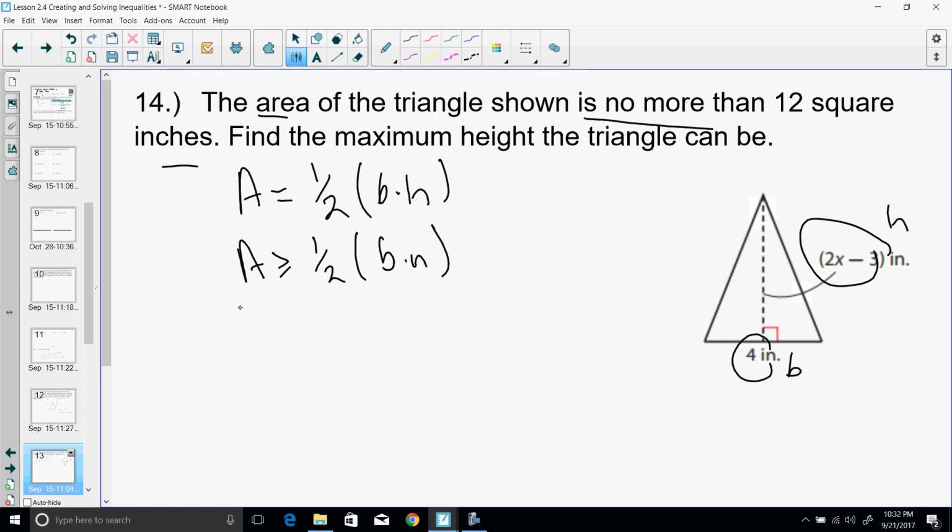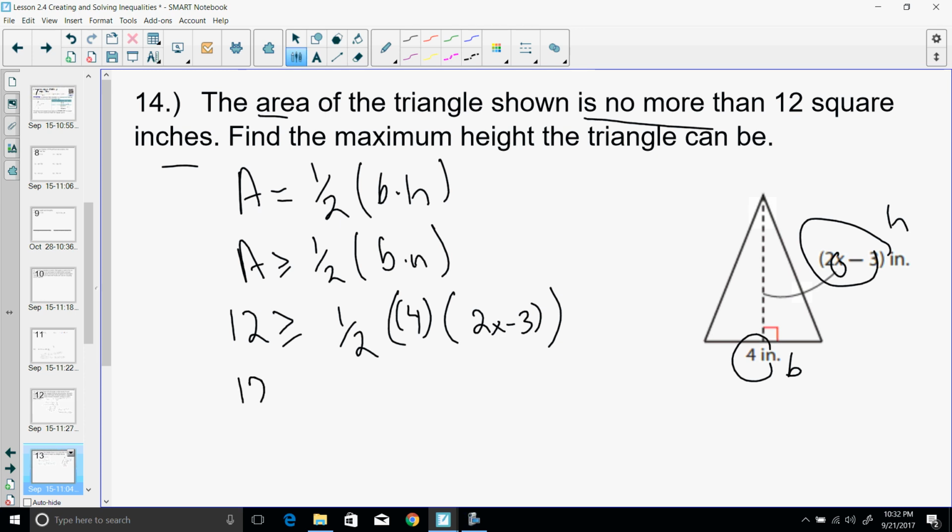Okay? Well, now let's just substitute in what we know. We know the area is 12, and that is my maximum. So whatever I'm doing to calculate area must be less than 12. If I read it from a calculation standpoint, this calculation must be less than 12. So what's the calculation? 1/2 times, what's my base? 4, and I'm substituting in parentheses here, times my 2x minus 3 for my height. All right? So now we got to solve this for x. Once we find out x, we can plug it back in and actually find out what our maximum height is.